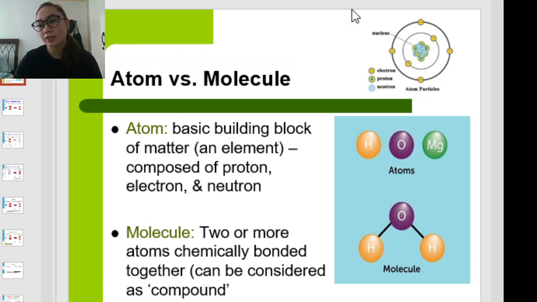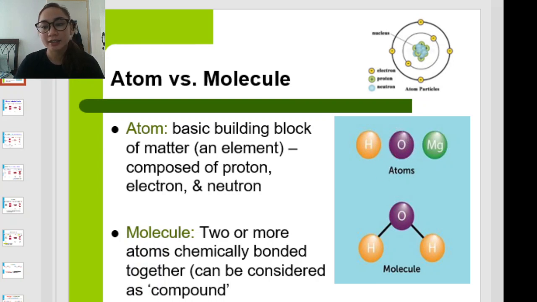So if you see, this is an atom, no? We have a neutron, proton, and electron. Basically, an atom is just one element itself. So for example, we have hydrogen. This is already one atom of hydrogen. We have oxygen and magnesium.